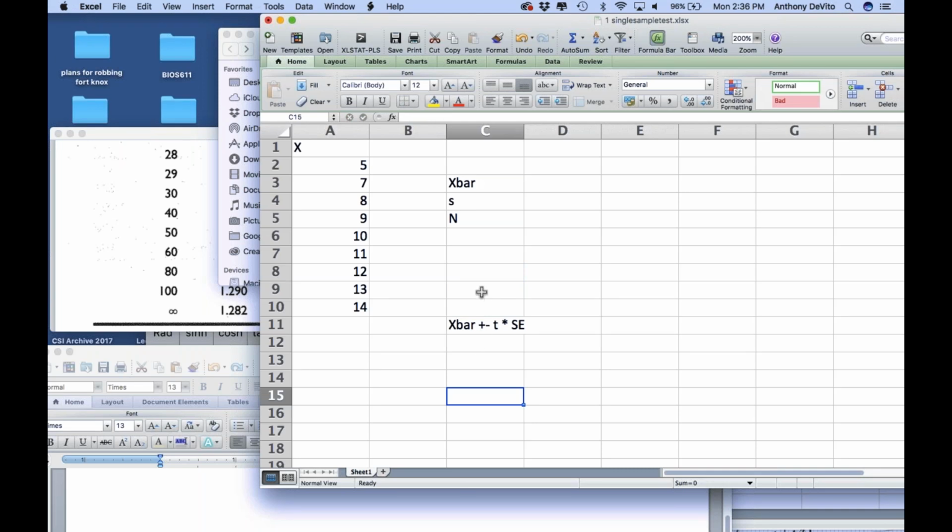How do I calculate my standard error? Well, my standard error is equal to my standard deviation divided by the square root of my sample size. I have to use the standard deviation of my sample. So everything I need to know is here. I'm going to give you guys about 5 or 10 minutes to calculate X bar, the standard deviation, the sample size, the standard error, and then together we'll calculate the confidence interval.